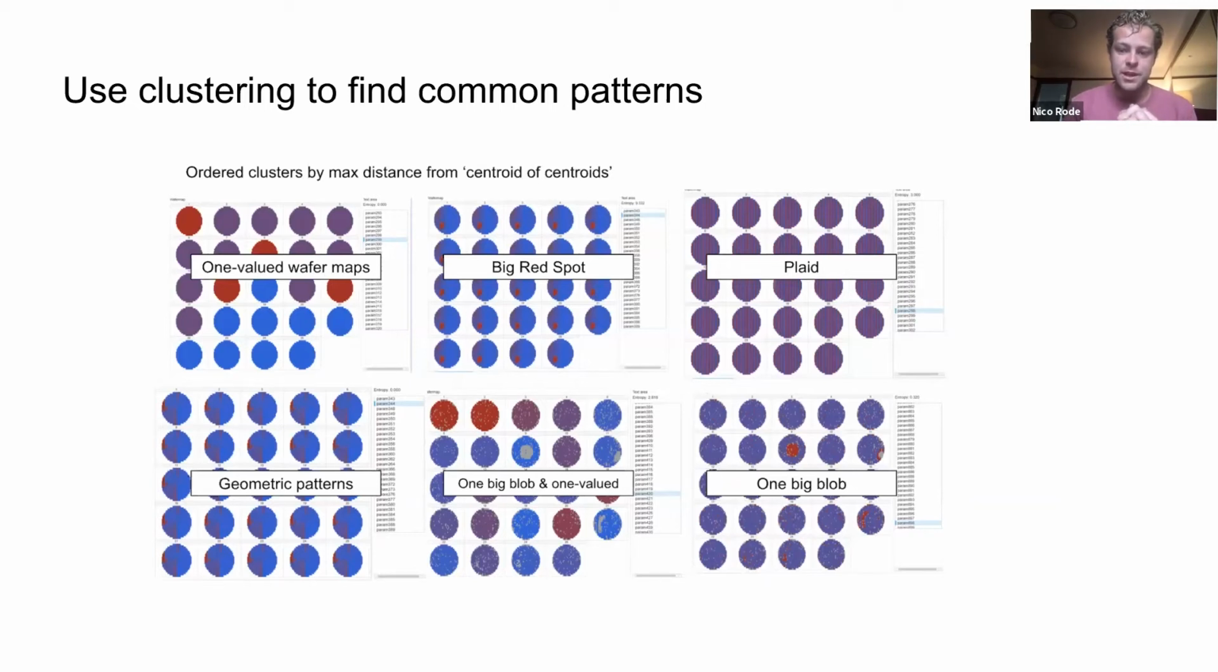You can see some of the examples here of an all plaid pattern, big blobs, sort of a weird geometric pattern on the bottom left. But the bottom line was that we could get these big, obvious patterns, but a lot of the nuance was missing.